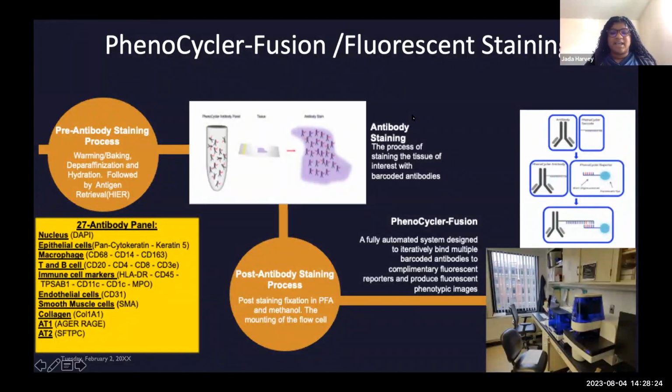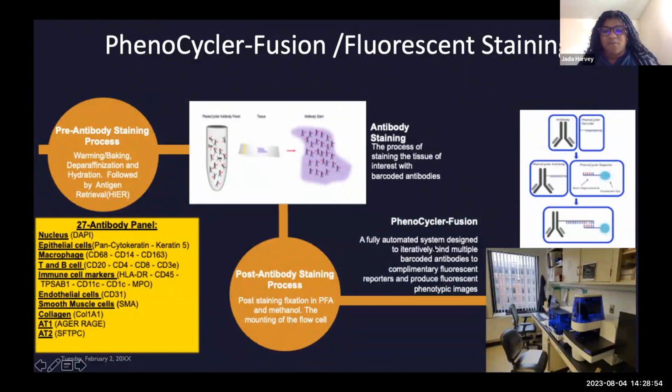Our antibody staining is where we receive our barcoded antibodies from Akoya Biosciences, and we simultaneously stain our tissue with all of our antibodies of interest. Next is our post-antibody staining process, where we complete our fixation in PFA and methanol, and we mount our flow cell, which is used to run things over the slide without the possibility of damaging the tissue.